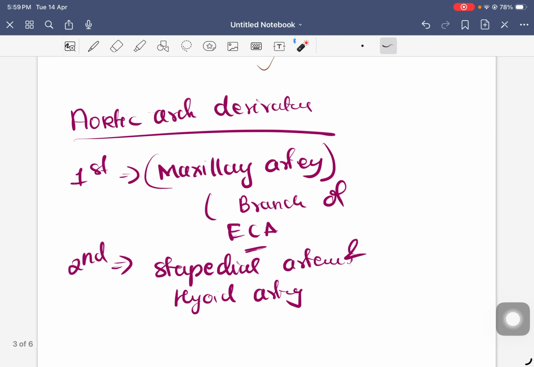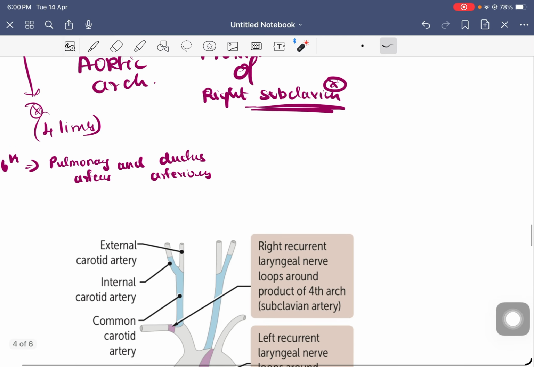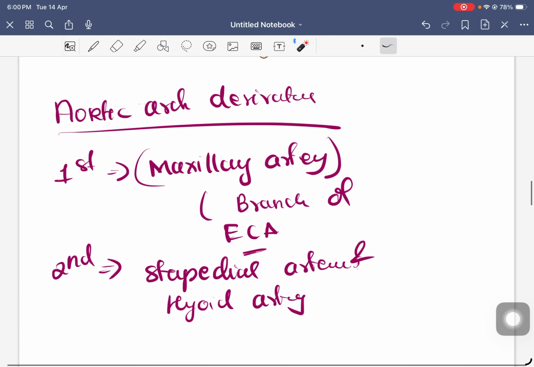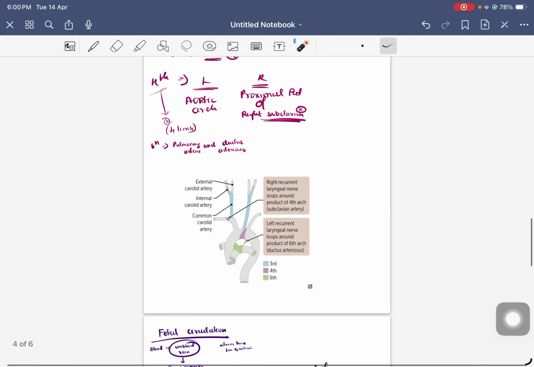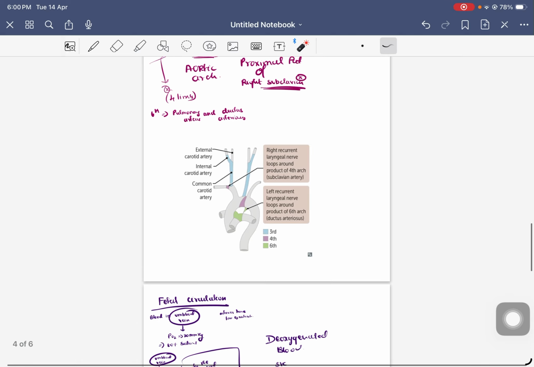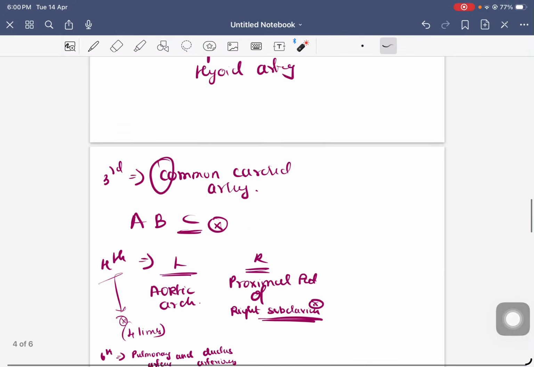So now we know there are aortic arch derivatives. We have to know which part comes under which one. So the first aortic arch derivative, I'll tell you mnemonics here. The first aortic arch derivative is the maxillary artery, which is a branch of the external carotid artery.